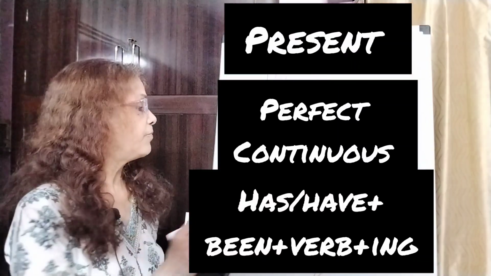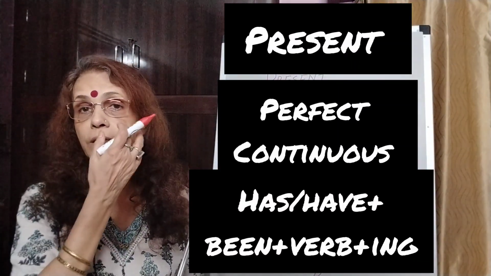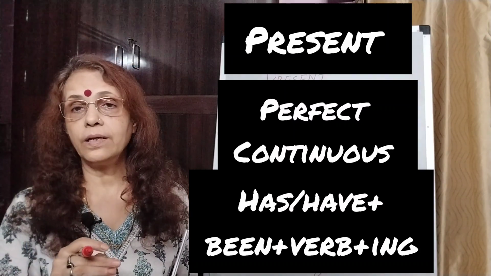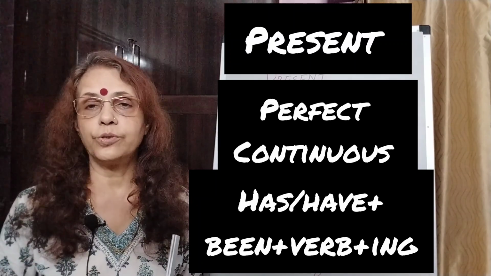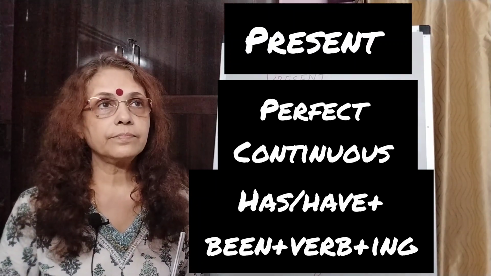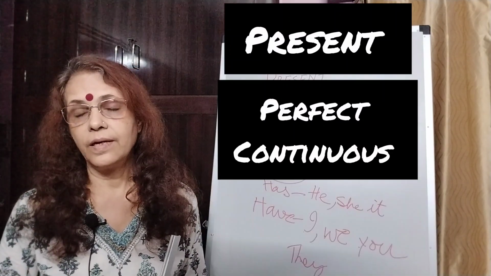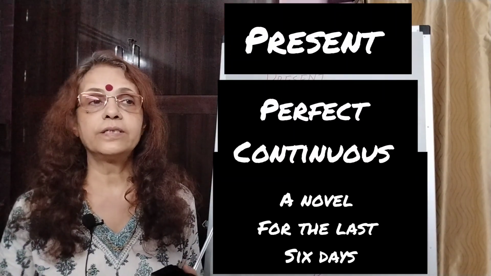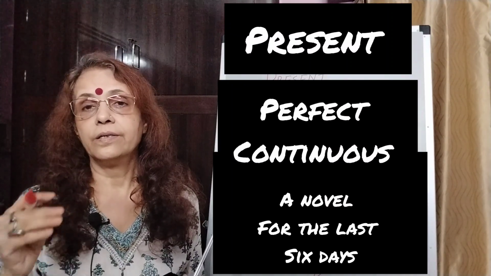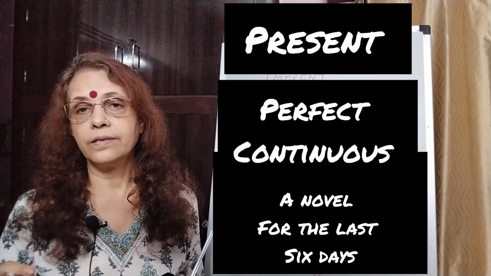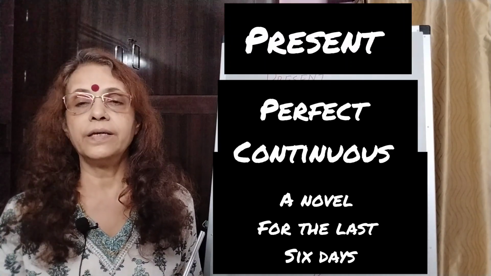And then in the perfect continuous. Perfect continuous, so there has to be the has or have of the perfect one, and then the continuous means ing. So a combination of both of them. Like, it has been raining for the last 6 days. I have been reading this novel since last week. So have been reading, have been raining.